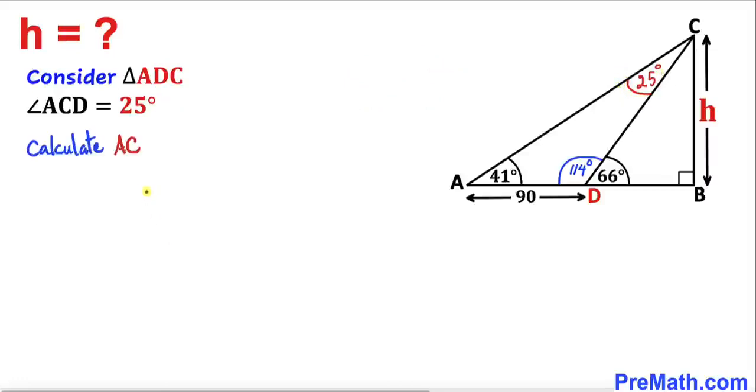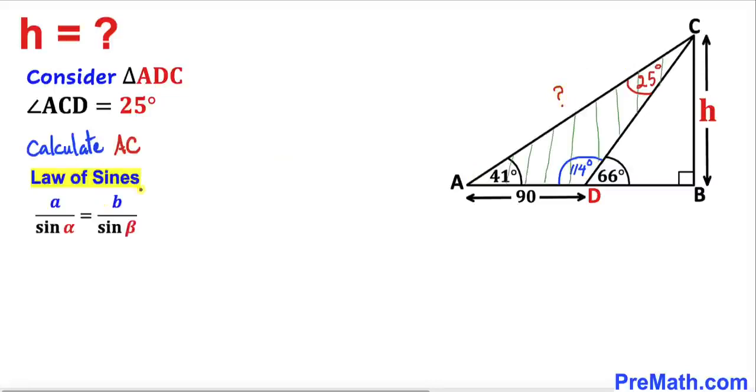And here's our next step. Let's go ahead and calculate this side AC. And now let's recall the law of sines: a divided by sine alpha equals b divided by sine beta. If I call this side a and this side b, then this angle is going to be alpha and this angle is going to be beta.